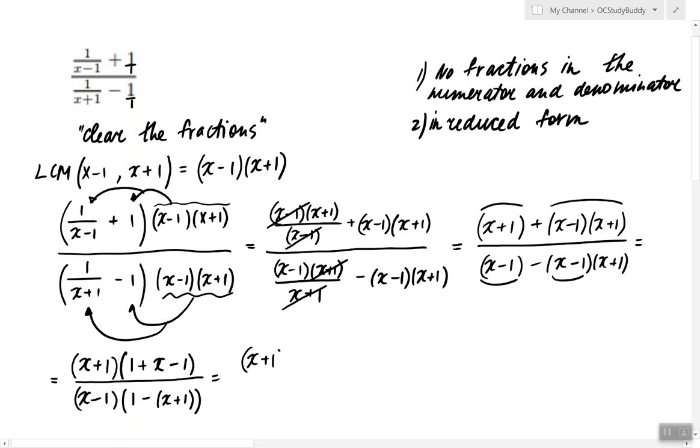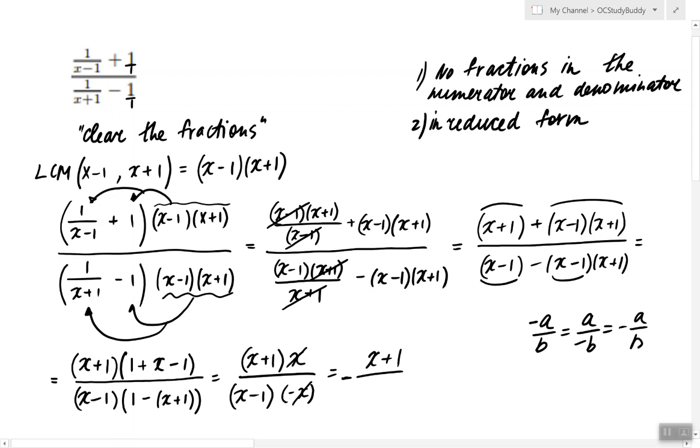Simplifying everything will give us the following result. And here we can see that this can be simplified further by reducing everything by x. So the final answer is x plus 1 over, let's move the negative to the front. Why can we do that? Because if you have a fraction like this with a negative here, that negative can be moved around and the value of the fraction will not change. So here I took this negative 1 and moved it to the front, and this is my answer.